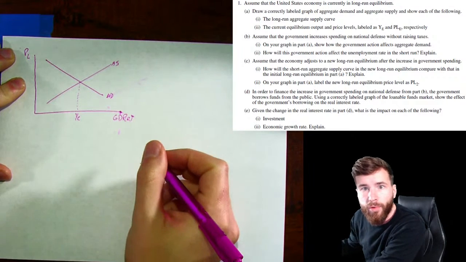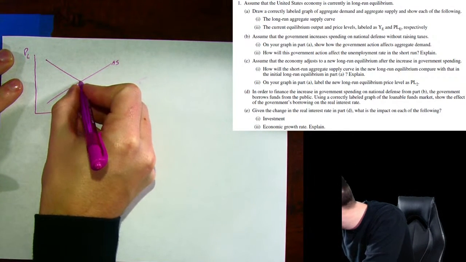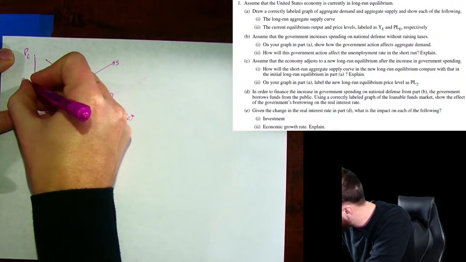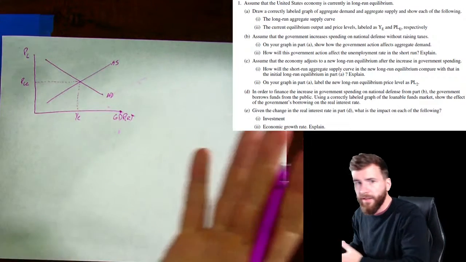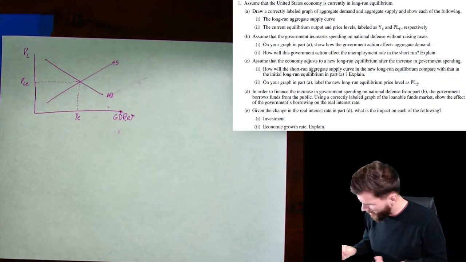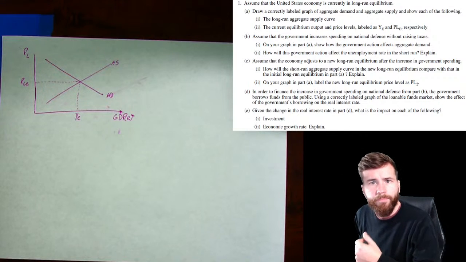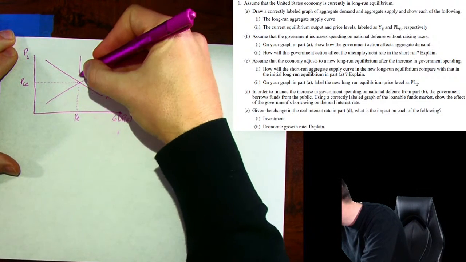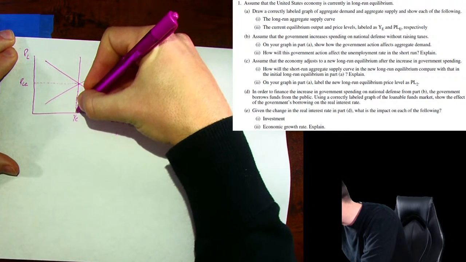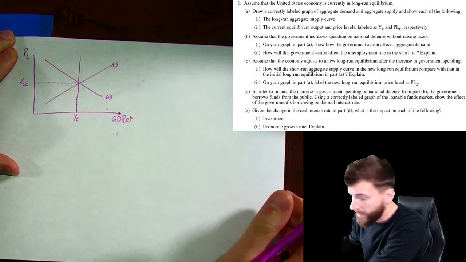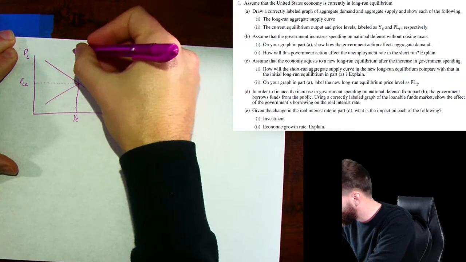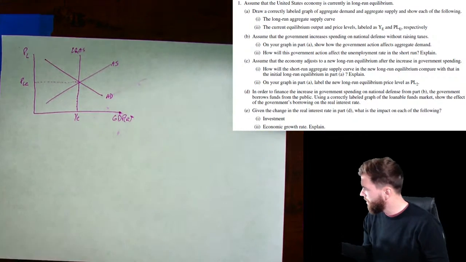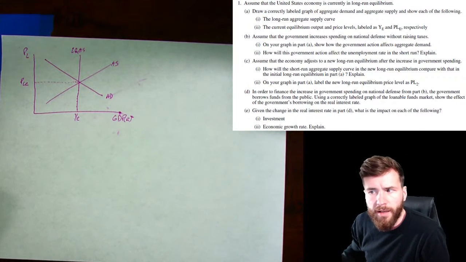And they want our price to be labeled PLE, which is good because that's how I usually label it anyway. But sometimes they ask you to label it in different ways. This ink is smearing everywhere. What is going on? And then I need to draw LRAS, right? Because I need to show the economy at long-run equilibrium. So I usually label that actually YFE, but they said YE, so I'm going to keep it like that. All right, LRAS. So that is most definitely long-run equilibrium.